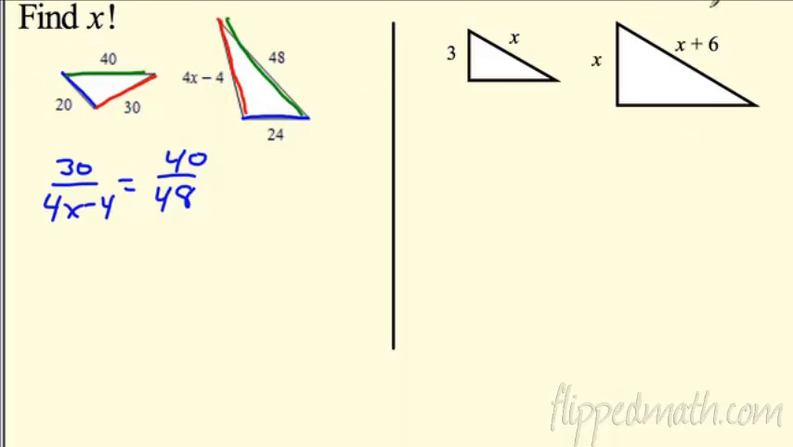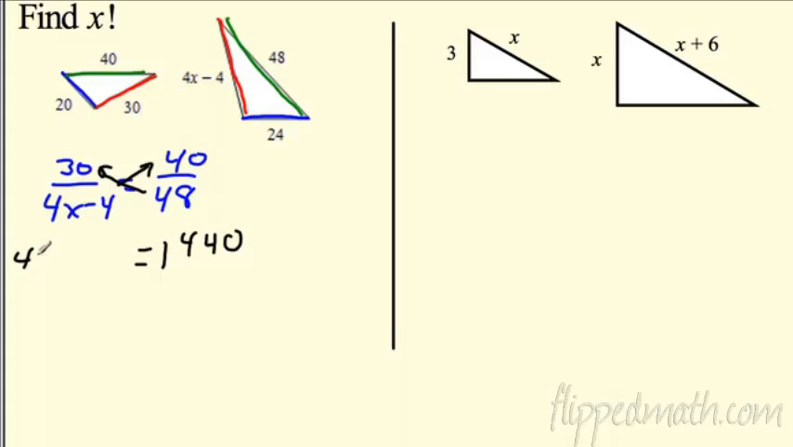Okay, so we got it set up. So we're going to do our cross multiply again. And so we've got 30 times 48. 30 times 48 is going to be 1, and don't forget the 0. So 1,440. And the reason I picked this side is so we can see this.